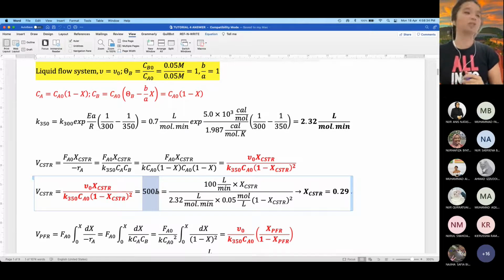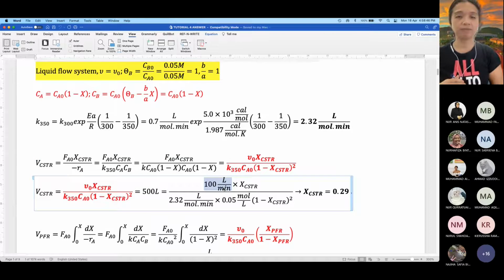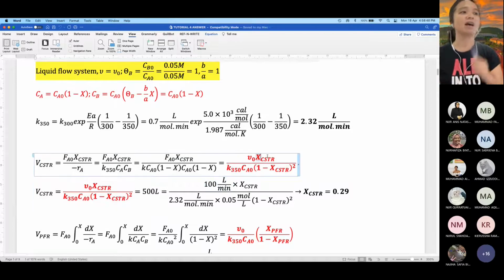So right hand side, first of all, epsilon naught, the initial volumetric flow rate, which we already know as 100 liter per minute from the question. So X, we leave it as it is because we want to find X. At the bottom is now K at 350. So you have to remember, K must be at the reaction temperature.